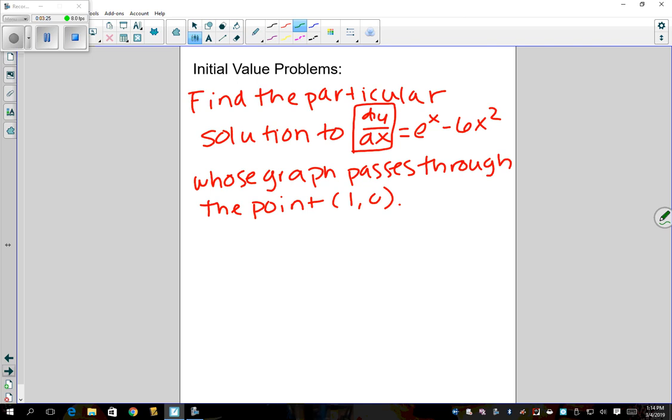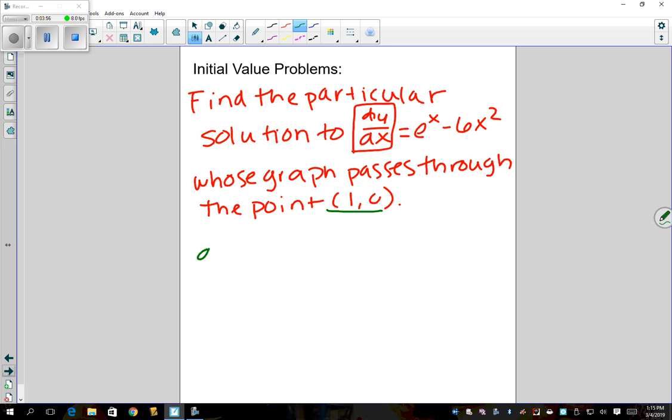Now, these types of problems are generally called initial value problems. Again, we'll be asked the same kind of question to find the particular solution. If we're asked to find the general solution, we just have to find the integral and we'd be done. But we're asked to find the particular solution to dy dx equals e to the x minus 6x squared, whose graph passes through the point (1, 0). And so I need this information in order to figure out what that particular solution is.